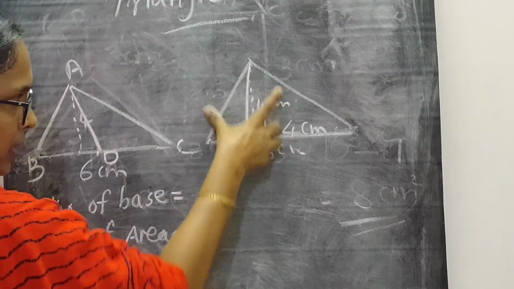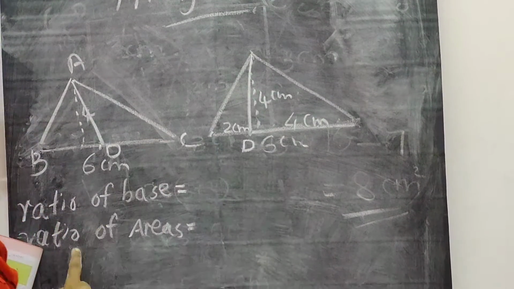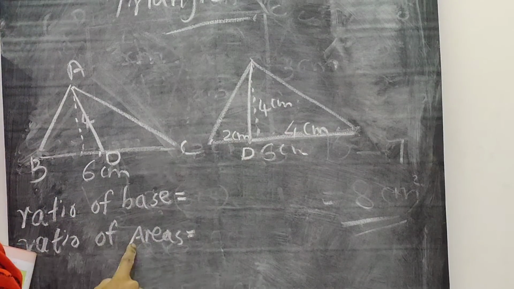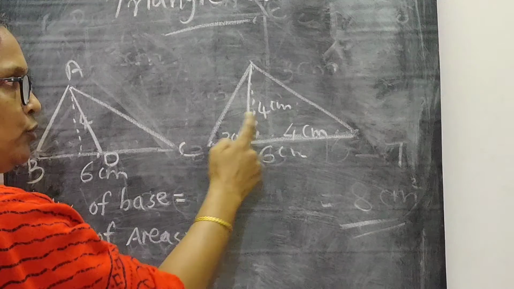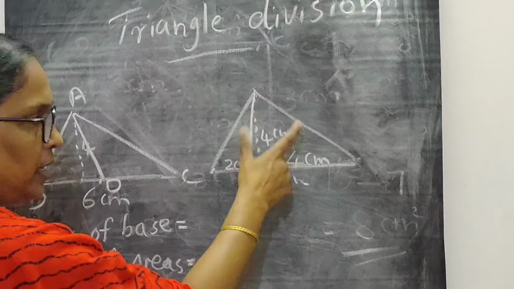So in this case also you have to find the ratio of the base, find the area of these two triangles separately, and write the ratio of the areas also.